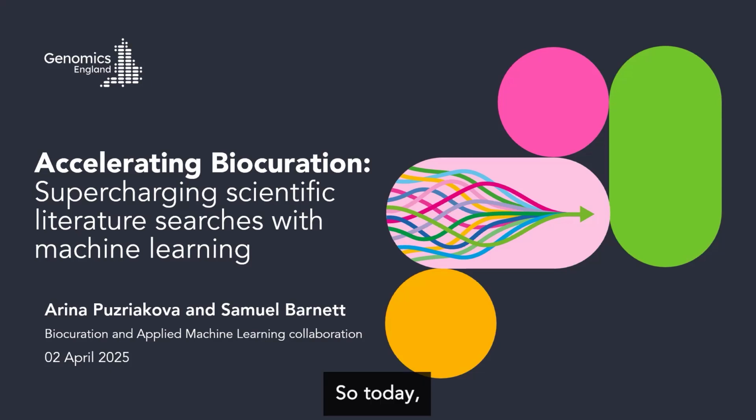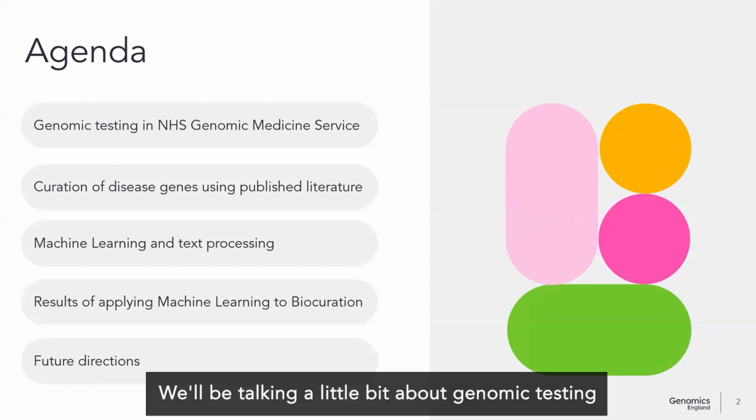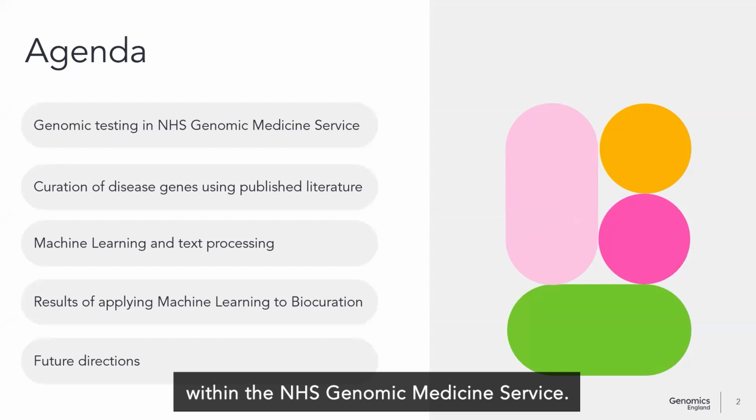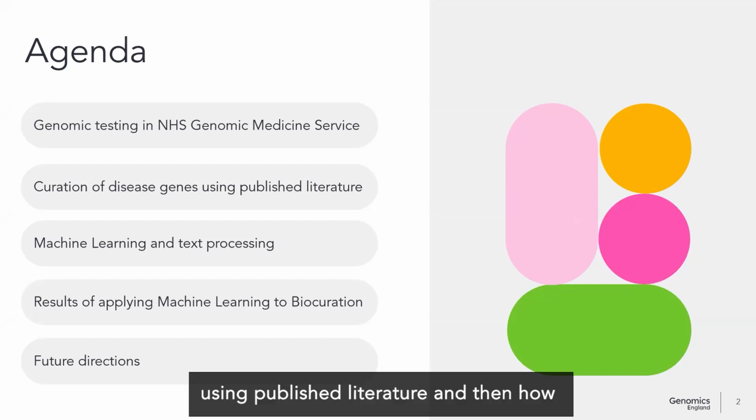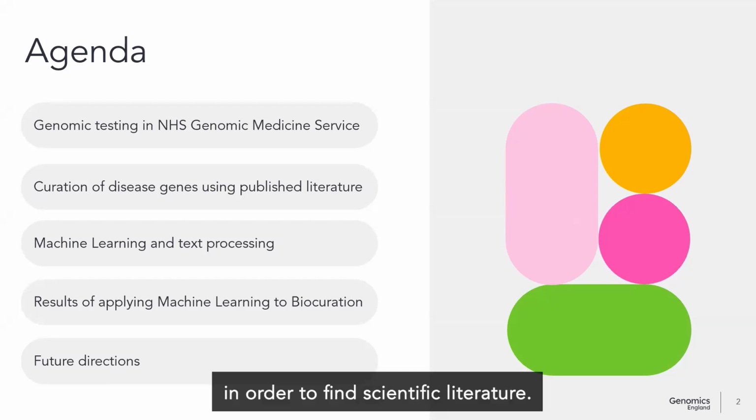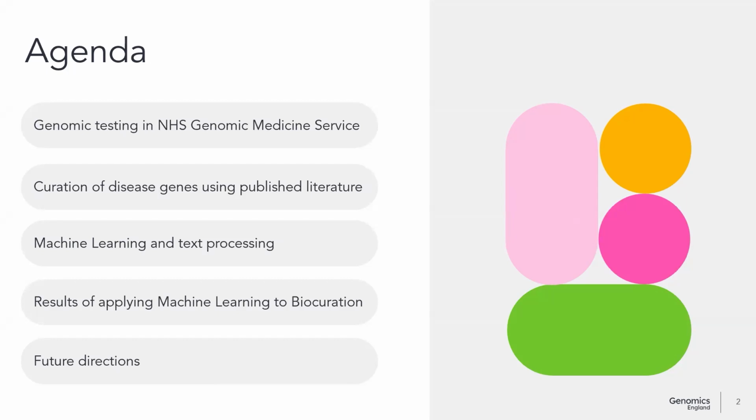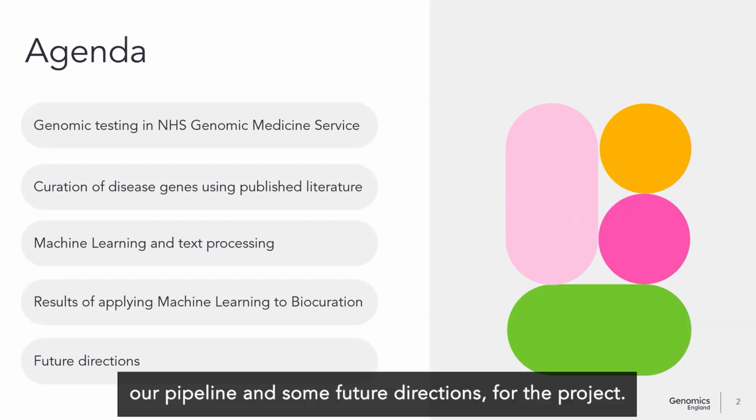So today, just to give you a rough agenda of what we'll be covering, we'll be talking a little bit about genomic testing within the NHS Genomic Medicine Service. We'll then go over curation of gene diseases using published literature, and then how we've used machine learning and text processing in order to find scientific literature. And then I'll be presenting some results of our pipeline and some future directions for the project.